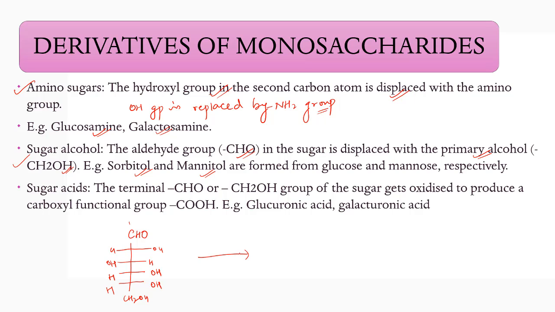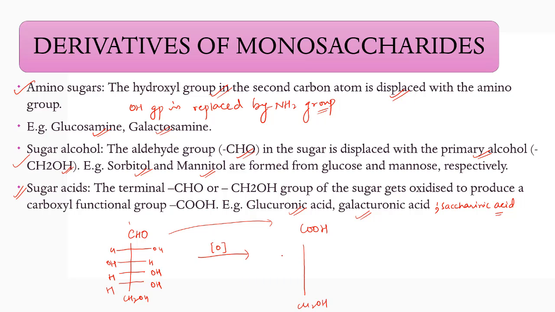So when they are oxidized with a mild oxidizing agent, they form sugar acids, like glucuronic acid, galacturonic acid, or saccharinic acid. Like if the CHO group is oxidized to COOH on one side, then it is glucuronic acid.